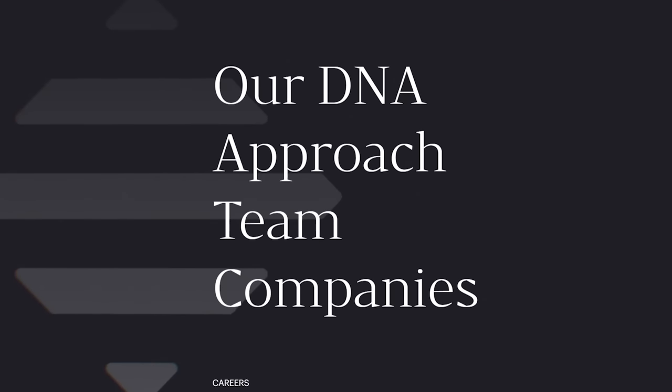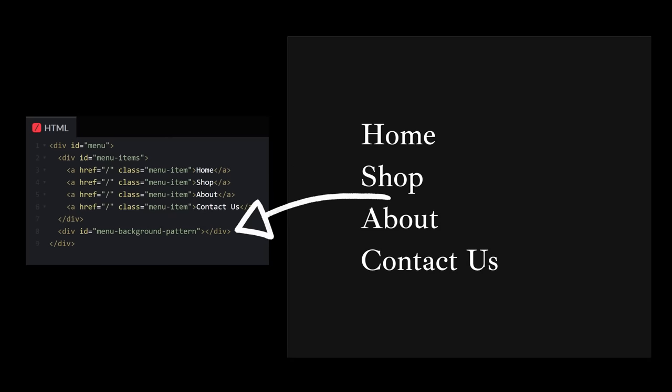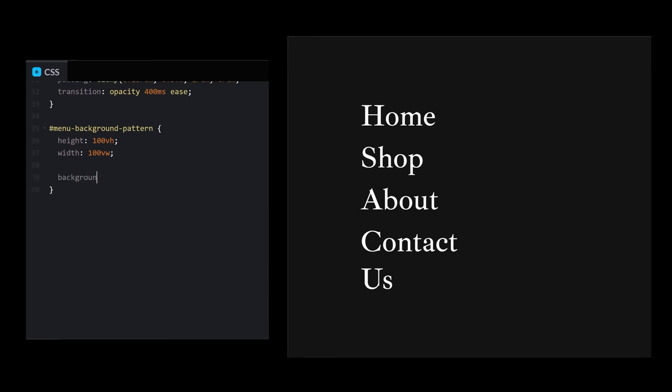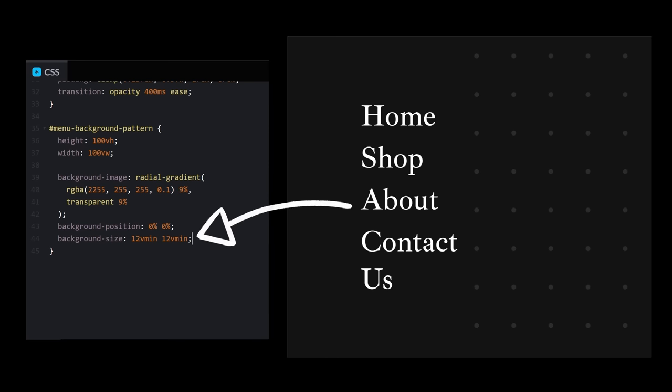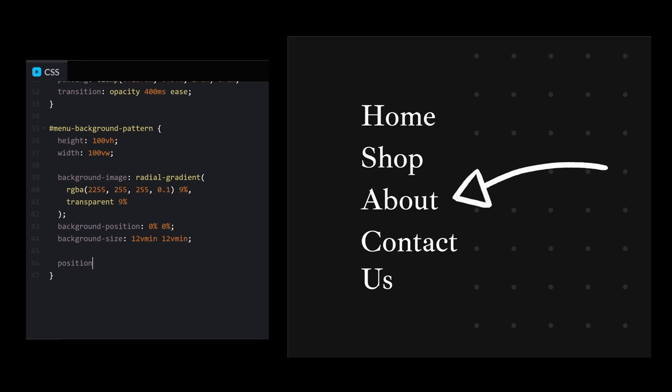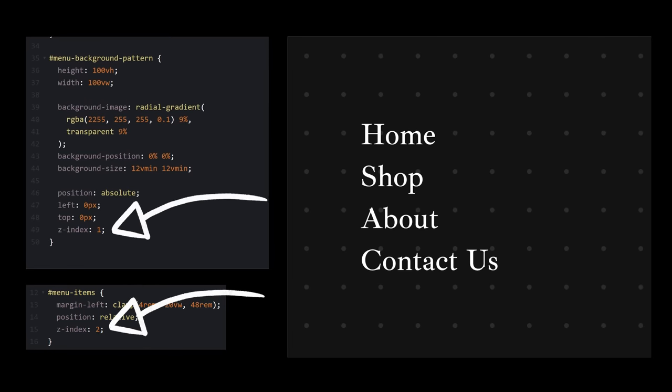Next, we'll need some sort of pattern or image in the background that we can pan vertically as we hover our links. Let's add another div inside of our menu called background pattern. We can easily create a dotted grid pattern by using a radial gradient background image with a position of 0 and a background size relative to the minimum dimension of the viewport. Since we want it to sit behind our menu items, let's position it absolutely and adjust the Z indices accordingly.